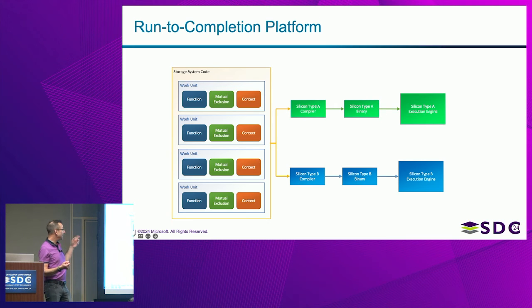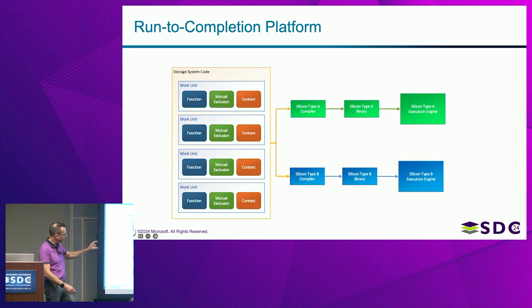But if they are using different mutual exclusions, I probably should have color-coded two different ones there, then they can run simultaneously, right? So that's it, that's the whole primitive.